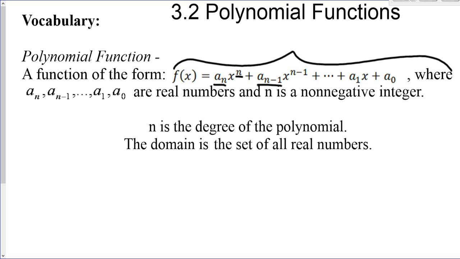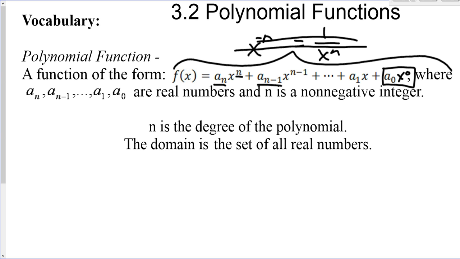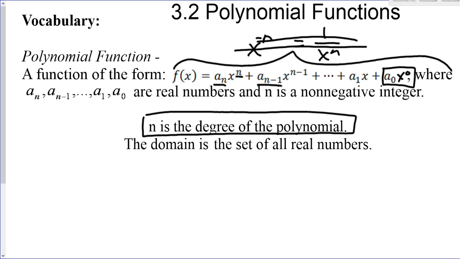in front of our x, and we end with a constant term, or you can think of this as x to the 0 power, which is 1 there. And all those have to be real numbers, no imaginary numbers there. n needs to be non-negative because we know if our power is negative, then that's actually a fraction, and that's not going to be a polynomial, so we don't want those. So n, your largest one, is the degree of that polynomial.